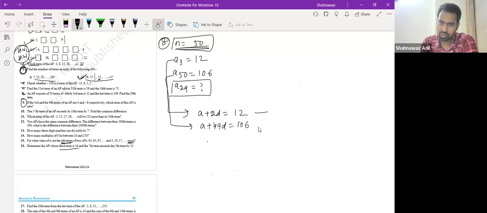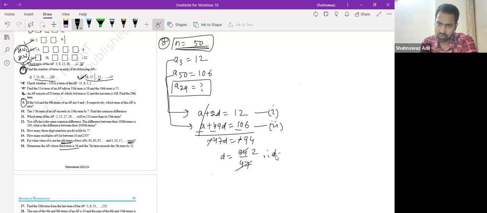So we take this as the first and second equation. We subtract, and then what is 47D? And this is how much? 141 minus 94. So minus minus cancels, and D equals 94 by 47, so 2. Right, so D we now know.